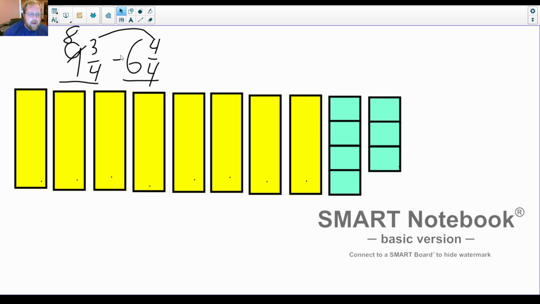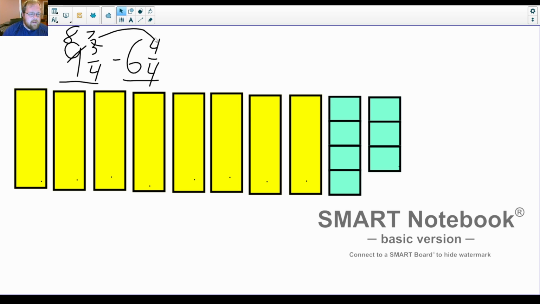Okay. So now we have 8. 1, 2, 3, 4, 5, 6, 7, 8. And 1/4, 2/4, 3/4, 4/4, 5/4, 6/4, 7/4. See, again, we didn't change anything. We didn't take them away. We just karate chopped that 1 into fourths.